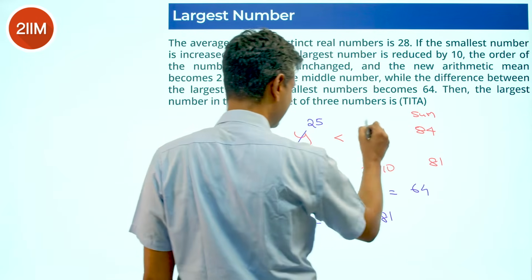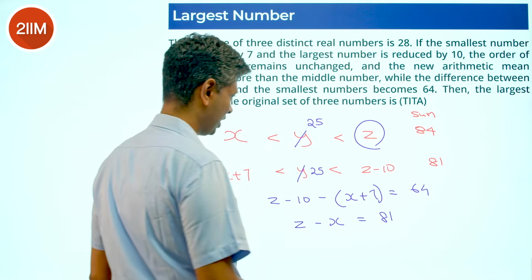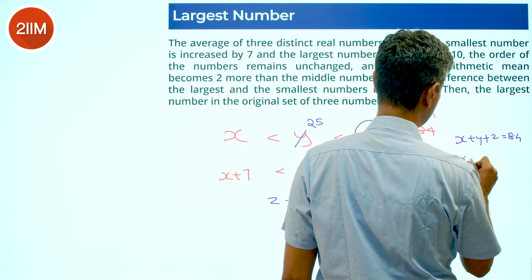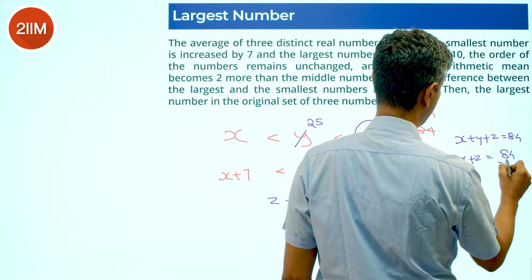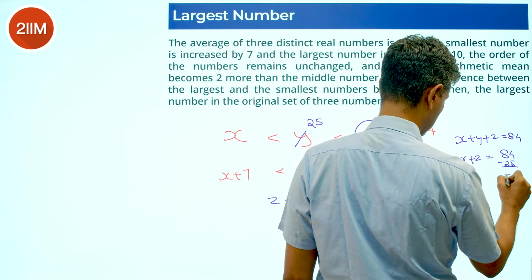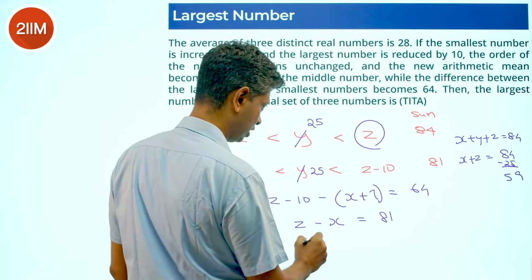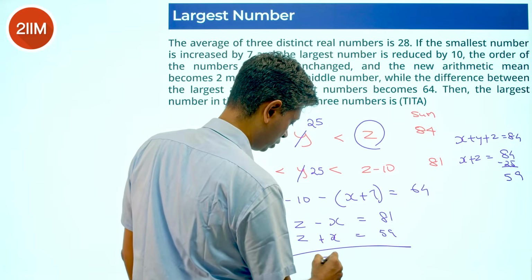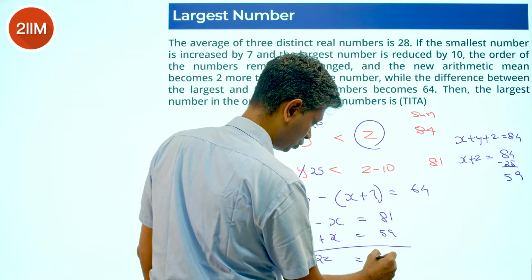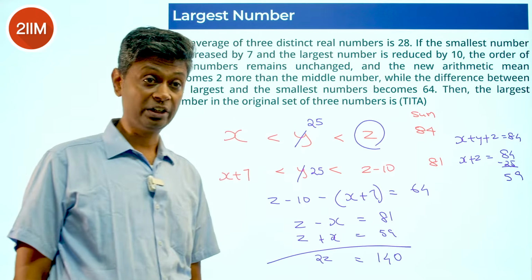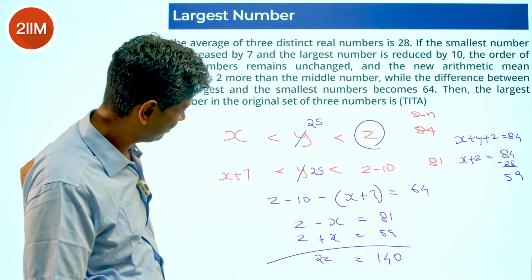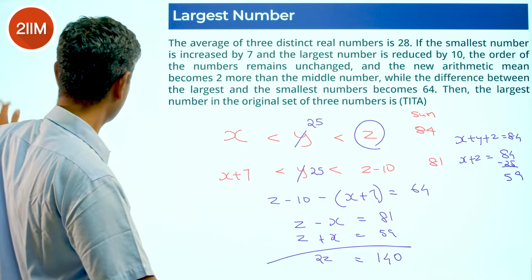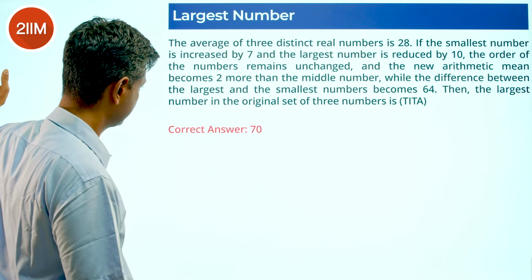The largest number in the original set of 3 numbers, we need to find z. We know y is 25, x plus y plus z is 84, or x plus z is 84 minus 25, 59. Z minus x is 81, z plus x is 59. Add these two, 2 times z is 140, or z is 70. My gut feel is x will be negative. Yeah, x is minus 11. I don't care about this. Z is 70, largest of the numbers is 70.